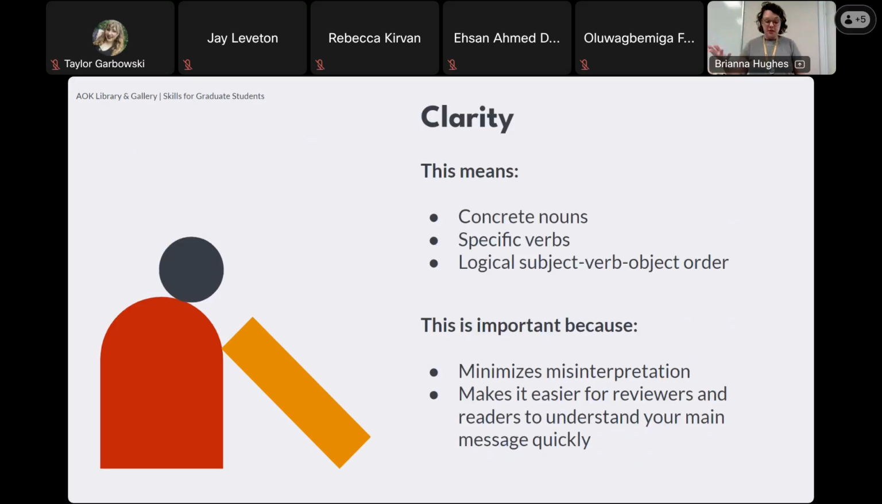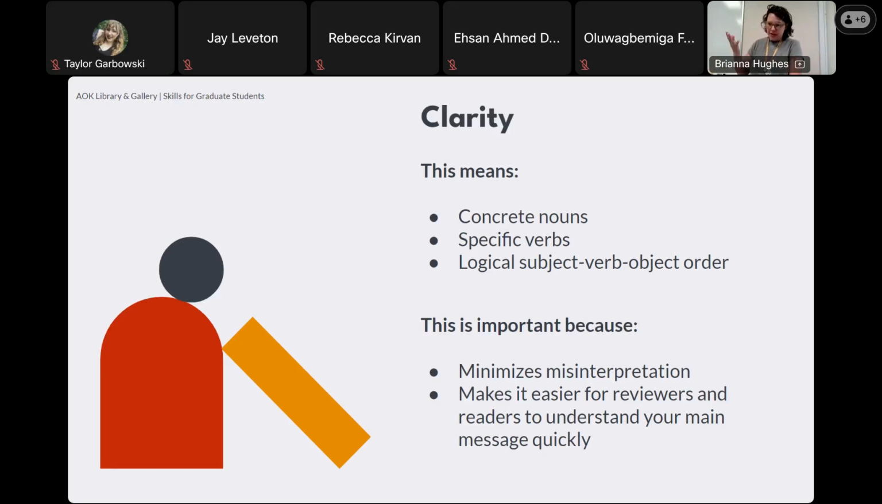So the first, clarity. What do we mean when we say clarity? Well, we mean concrete nouns, specific verbs, things that don't leave any kind of room for confusion or uncertainty, language that follows a very logical subject, verb, object order of things. And why is clarity important? Well, it reduces misinterpretation. It lets readers or reviewers understand the main point of your writing on their first read or their first skim of your piece of writing.